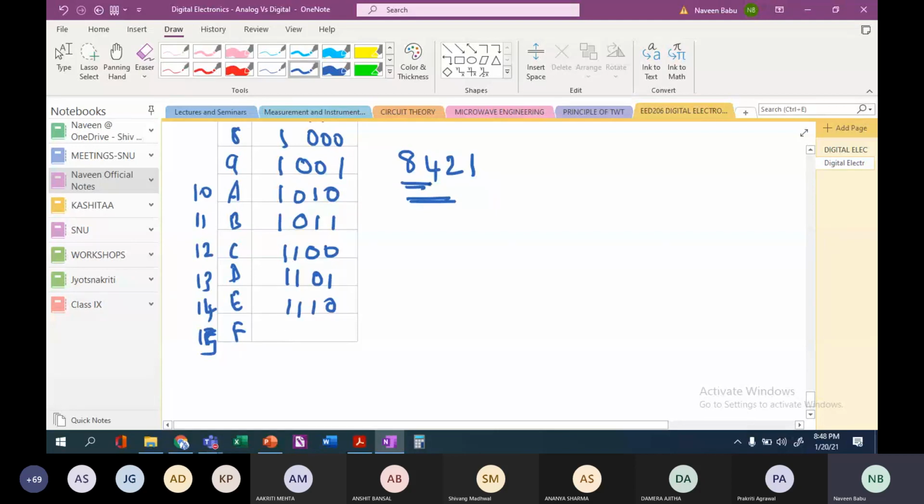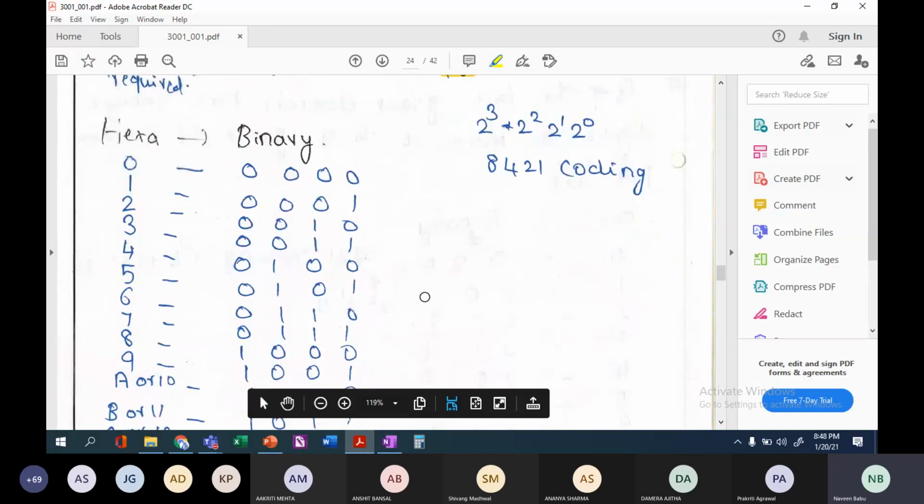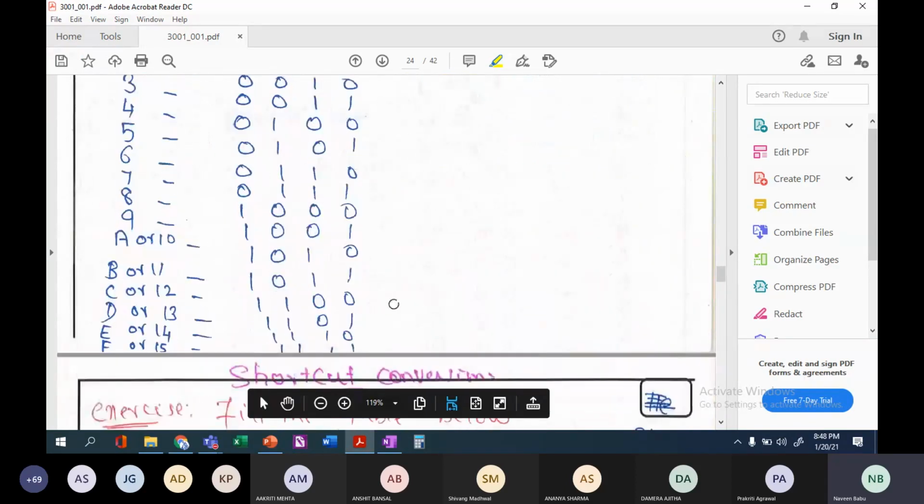And finally, we need 15. So 8 plus 4 is 12, 12 plus 2 is 14, 14 plus 1 is 15. So all 5 bits will be 1. So this is how you create a hexadecimal table, hexadecimal to binary table.